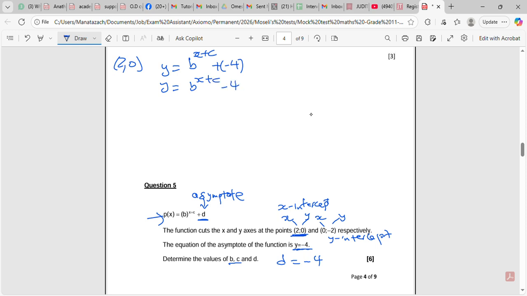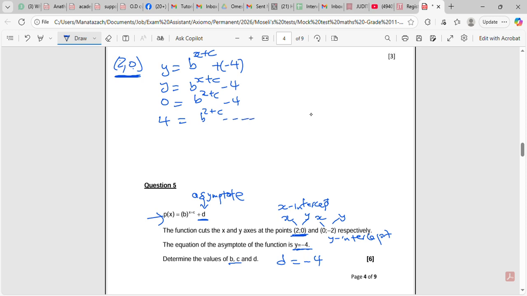So let me just simplify this. There is a -4 because plus and minus is minus 4. Now I'm going to substitute this coordinate. Remember, our x is 2 and y is 0. So I'm going to put 0 for y, then I'm going to put 2 for x, plus c is -4. Now I can just simplify this equation and take 4 to this side. It's -4, now it's going to be +4. So 4 is equal to b exponent 2 plus c. I'm just going to name this equation 1.